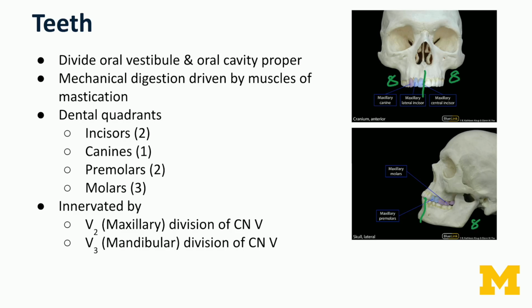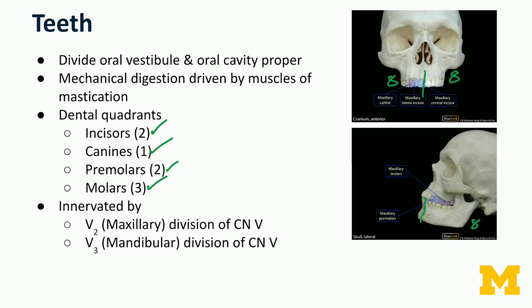So you can have up to a total of 32 teeth on average, 2 of which are incisors, which help to cut food. 1 within that quadrant is a canine, which helps to pierce food or tear food. 2 are premolars, which are good at tearing and grinding food, and 3 are molars, which are very good at grinding food.